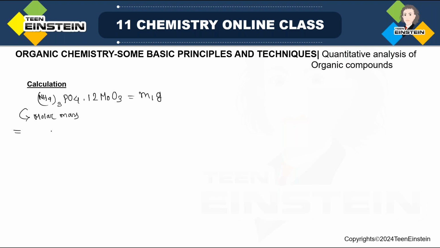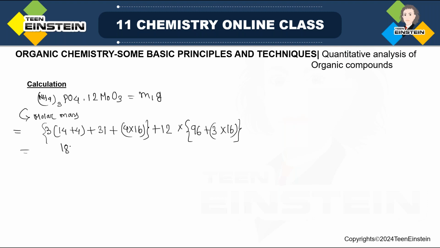Now the molar mass of this is 3 into, for nitrogen it is 14 and for hydrogen it is 4, so it will be multiplied by 3. Then we have phosphorus, for which it is 31. Then we have 4 oxygen, so 4 into 16. Now this whole quantity within the second bracket plus 12 multiplied by 96, which is the atomic mass of molybdenum, plus 3 multiplied by 16, which is for oxygen. After this calculation, you will find it as 1877 grams.